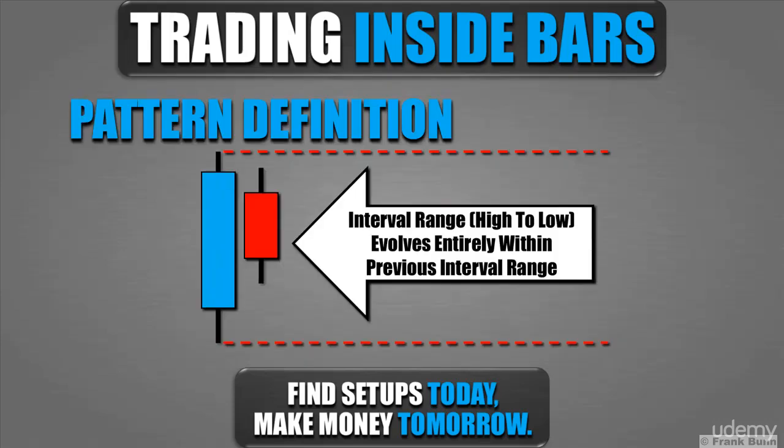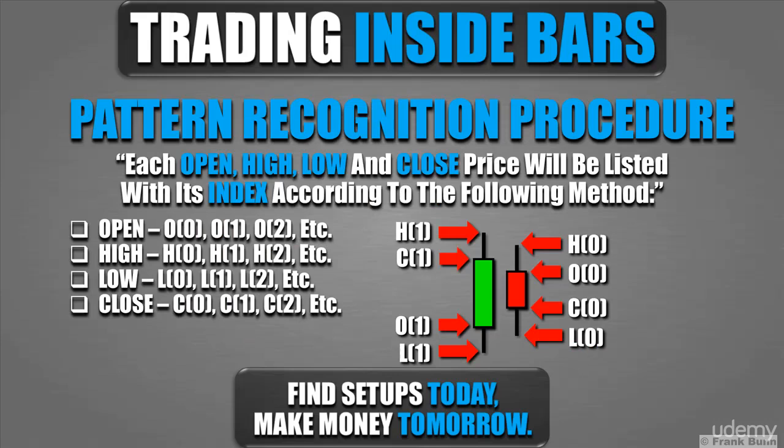The conventional pattern definition for inside bars is an interval range, high to low, which evolves entirely within the previous interval range, as seen here in the chart graphic. The specific pattern recognition procedure dictates that each open, high, low, and close price will be listed with its index according to the following method.